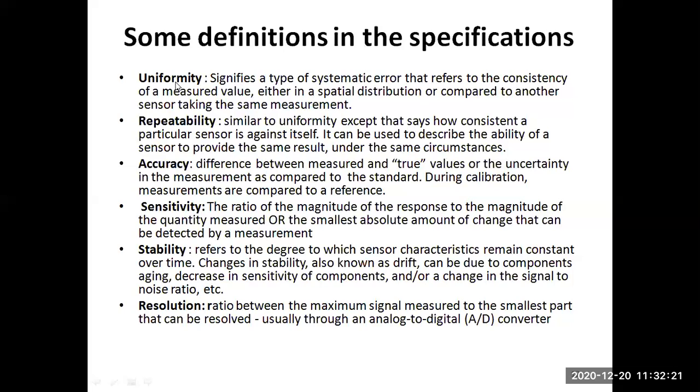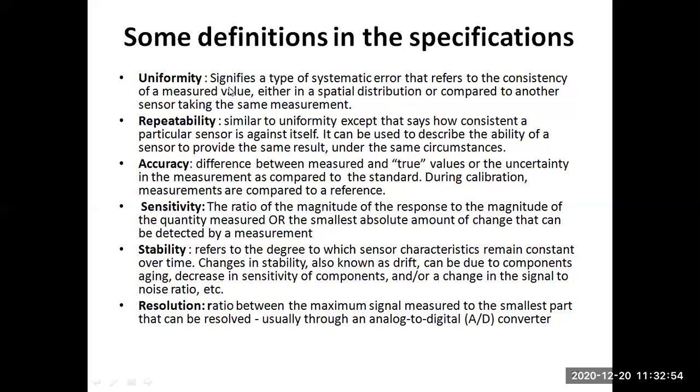So let us come to uniformity. It signifies a type of systematic error that refers to the consistency of a measured variable, either in spatial distribution or compared to another sensor taking the same measurement. So let's say that 10 sensors are there, and they are measuring the same speed. So there should be uniformity among these sensors. So all the sensors should report the same output value. Right? So these should not be different among the different sensors.